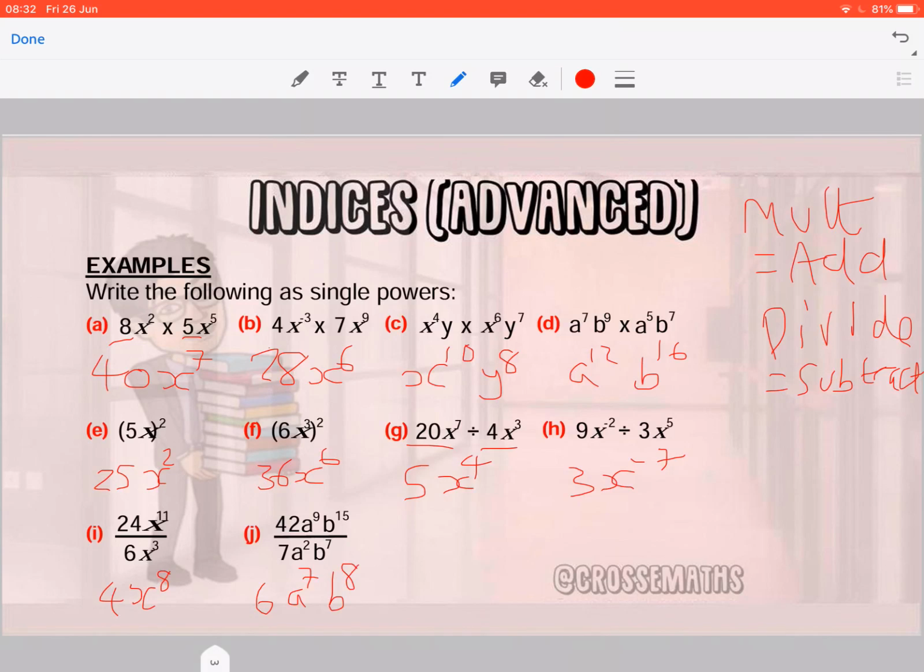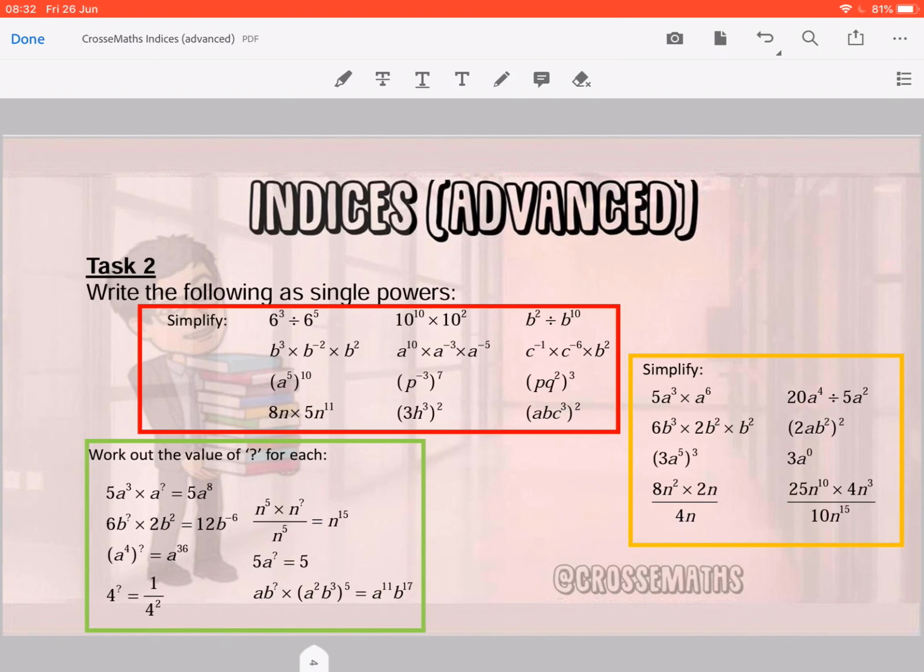Pause the video now. I'd like you to write down every example you think you need. I think you'll need most of them, I'd imagine. Pause it and write them down. Right then, so what I'd like you to do, have a quick go with this. This is kind of intermediate stuff.